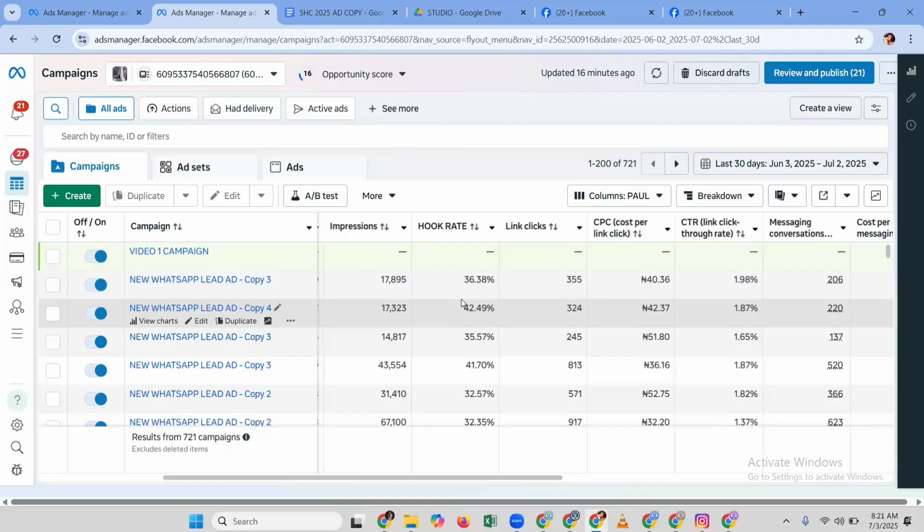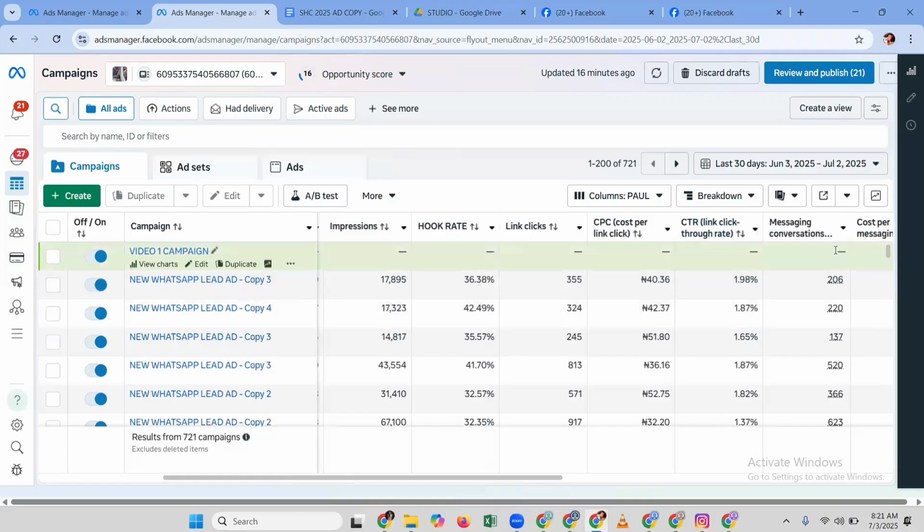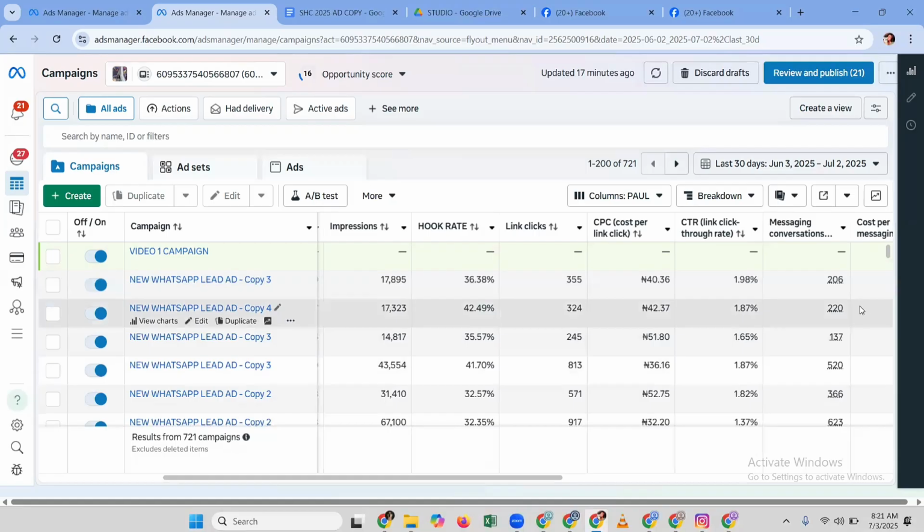If my cost per link click is very high, how can I bring it down? What am I going to do? Some people don't know about it. If my click-through rate is lower than 1%, what should I do? If my messaging or my result is actually not coming in, you need to have a Facebook ad troubleshoot playbook if you want to win this Facebook ad game. Does that make sense? All right.